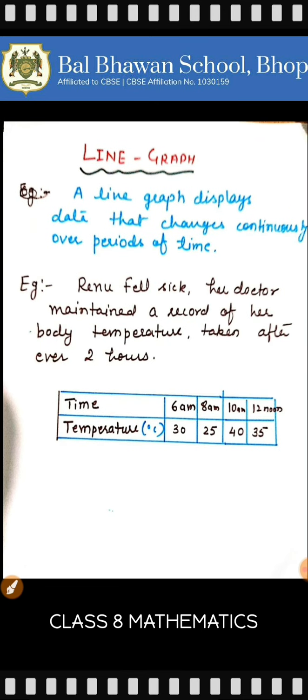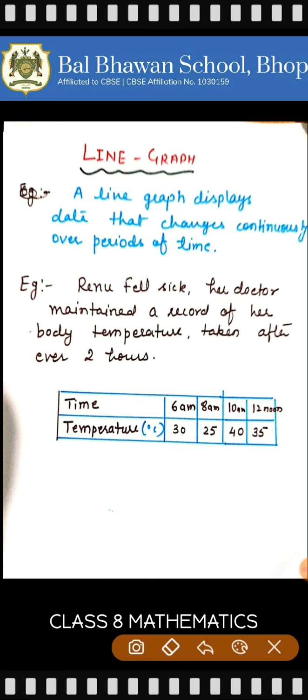Children, today we will study line graph. Our today's topic is line graph. So what is a line graph? Let's study that. What is the definition of line graph? Line graph displays data that changes continuously over periods of time. That means the line graph helps us to display that kind of data which changes continuously over a period of time.